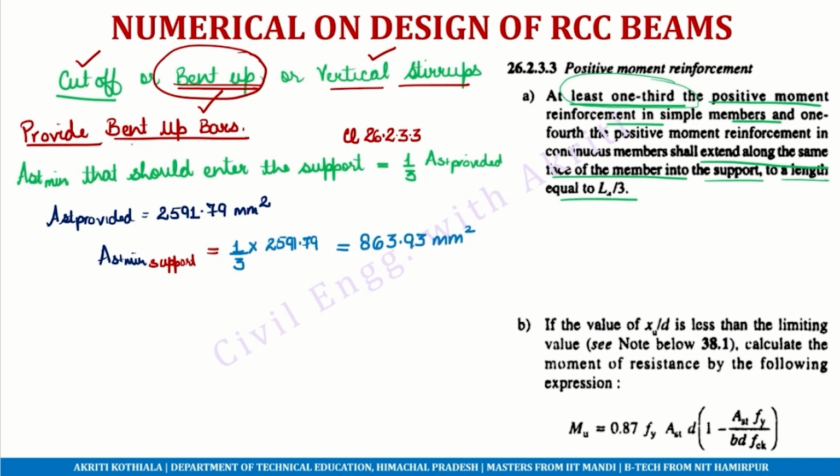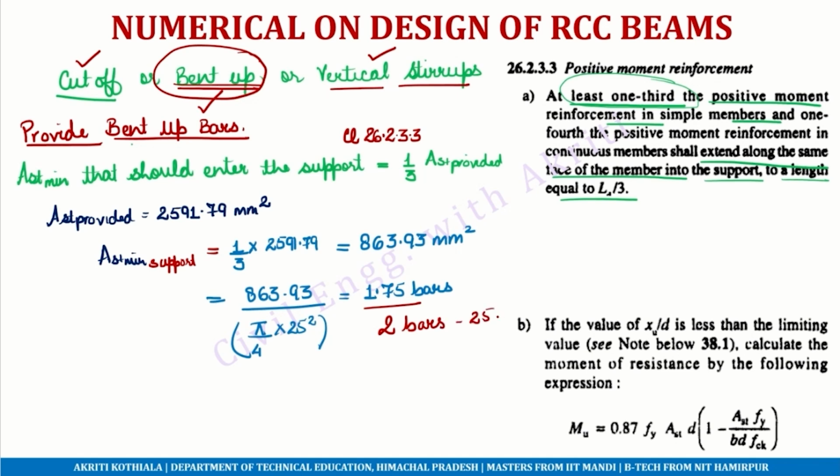Now converting it into bars of 25 mm diameter, I can simply say that this is 863.93 divided by pi by 4 into 25 square. This calculates to be equal to 1.75 bars. So a minimum of 2 bars, because we cannot provide 1.75 bars, so a minimum of 2 bars of 25 mm diameter have to be extended into the support. So this is the minimum requirement.